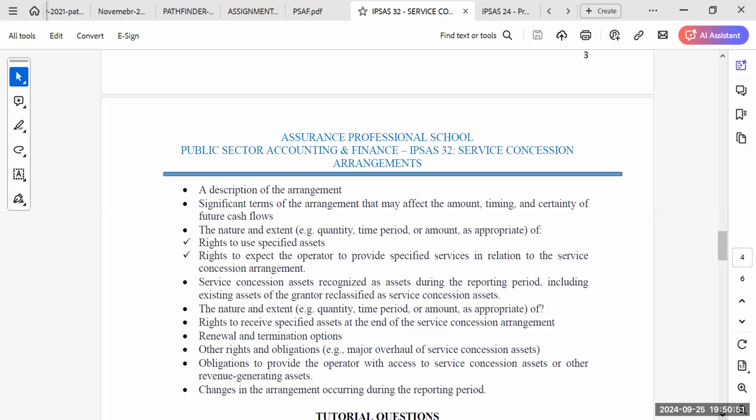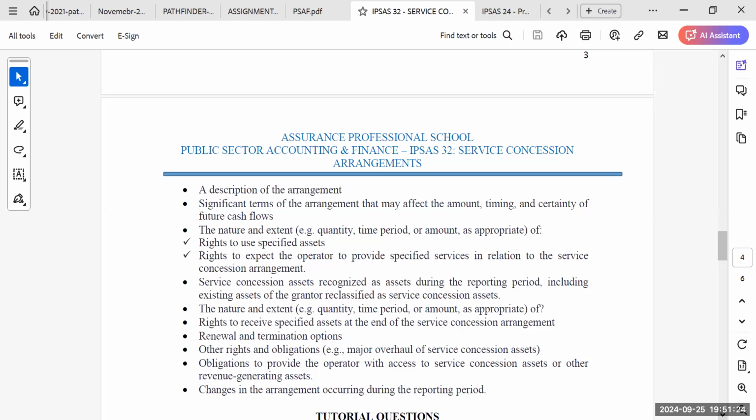Other rights and obligations, major overhaul of the service concession assets. Is there any issue that we are going to be carrying a major overhaul over that particular asset? We have obligation to provide the operator with access to service concession assets or other revenue generating assets. If there's any obligation like that to provide the operator with a service concession asset or other generating assets, you also have to state that in your notes.